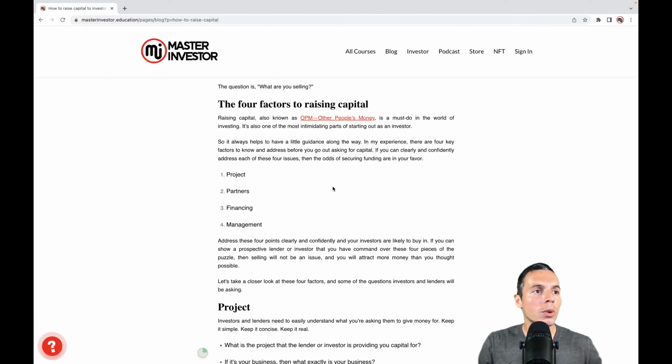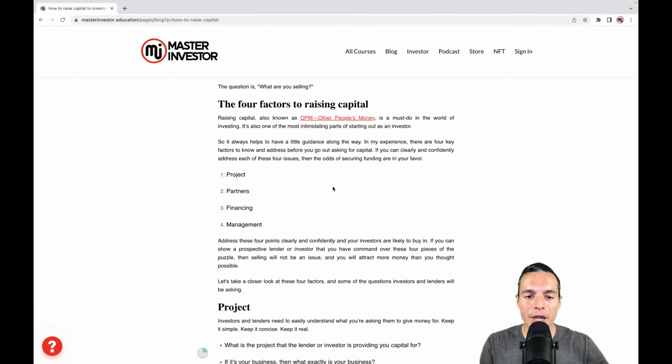It always helps to have a little guidance along the way. In my experience, there are 4 key factors to know and address before you go out asking for capital. If you can clearly and confidently address each of these factors that I'm about to lay out for you, then the odds of securing funding are in your favor.